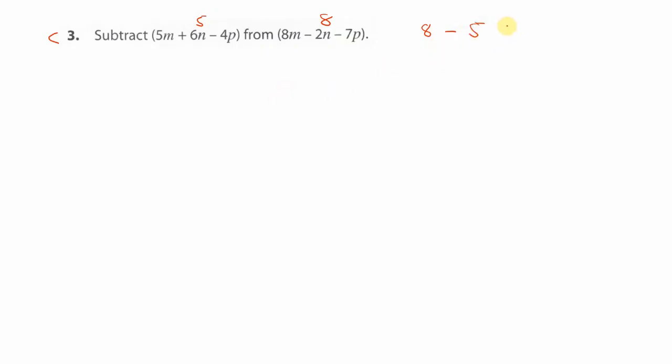So now that we know the strategy, we can simply do it on the more complicated one. So what do we have to start with? We have to start with this expression. So we have in brackets 8m minus 2n minus 7p.